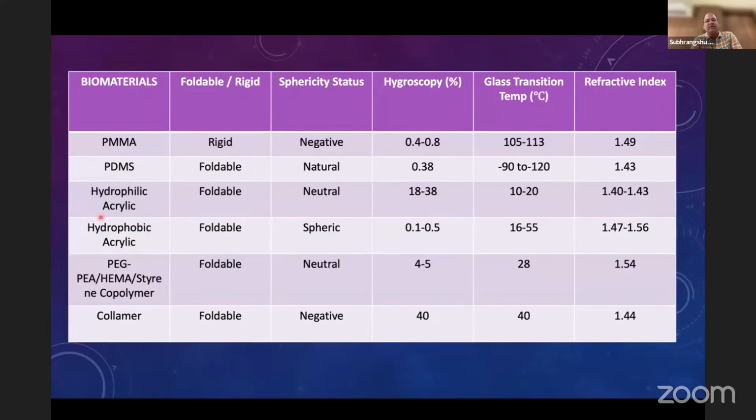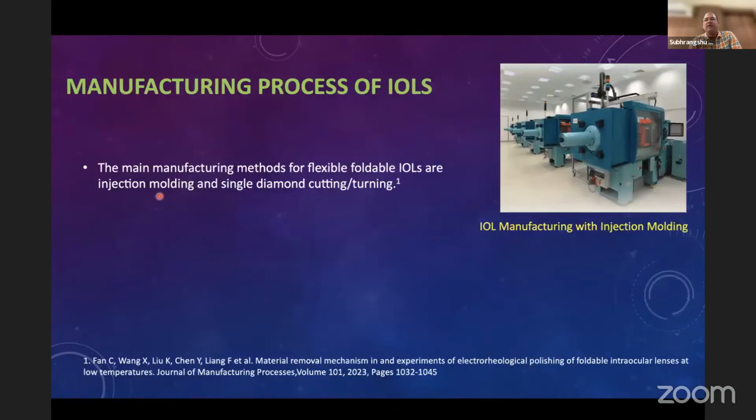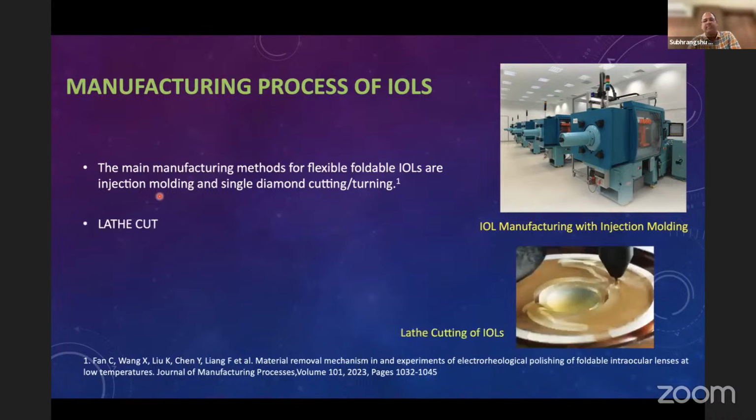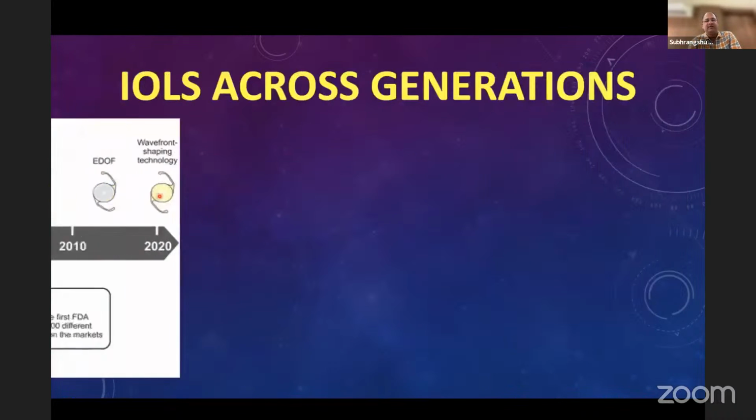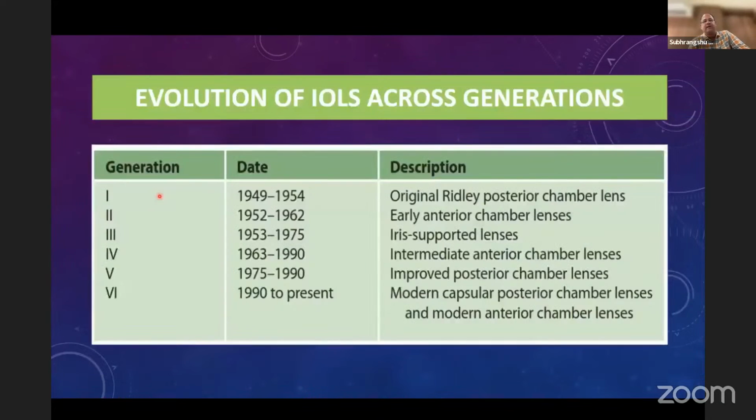So there are two tables which actually summarize all the properties that we have discussed, which can be studied later by the PG students. We have discussed most of these points. Now coming to just a brief slide on the manufacturing process of IOLs. The main manufacturing methods for flexible foldable IOLs are injection molding and single diamond cutting or turning, lathe cutting and tumble polishing.